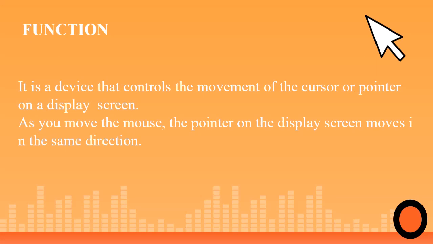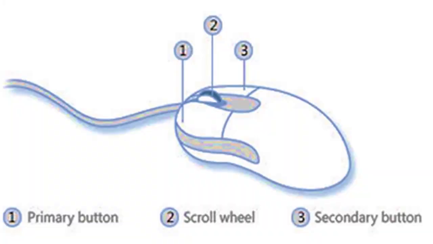Can you see the cursor over here on the screen? When you click on the mouse, the cursor moves. And that is how we get our work done. Here are the different buttons of a mouse. We have the primary button, the secondary button, and the scroll wheel.